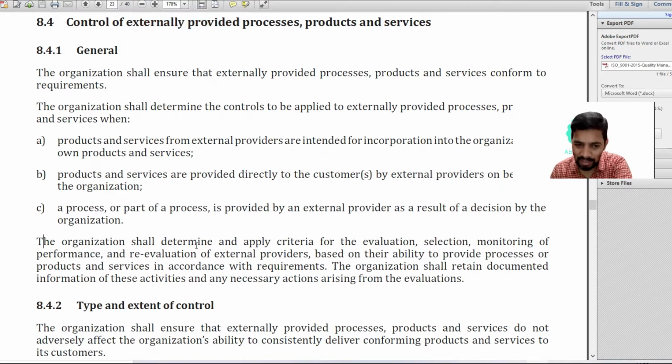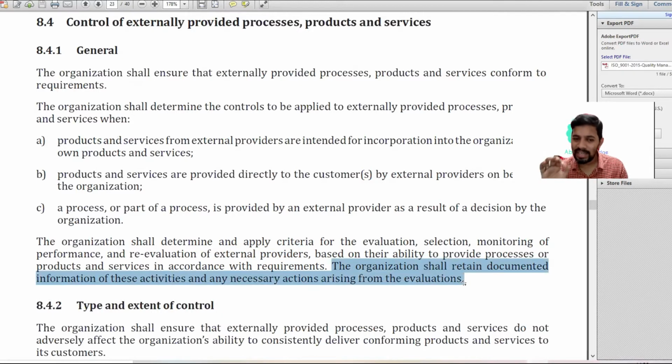The organization shall, so this is back to the organization, determine and apply criteria for the evaluation. Wherever shall is there, you all know it's a requirement, right? Apply the criteria for evaluation, selection, monitoring of performance, and re-evaluation of external providers. The external provider, you all know, is nothing but the supplier, based on their ability to provide the processes, products and services in accordance with the requirements. So this is very important. The organization shall retain documented information of these activities and any necessary actions arising from the evaluation.